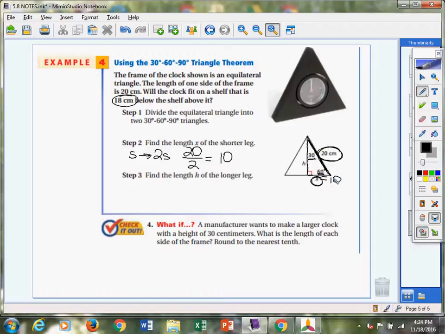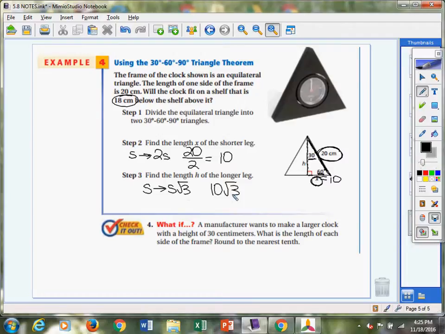Okay? Now I can use that to help me find the 60-degree angle leg, which ends up being the height or the altitude of this triangle. To go from the short leg to that middle side length, all you have to do is take your short leg length and multiply it times the square root of 3. That's the relationship. Then I'm going to take 10 and multiply it times the square root of 3.